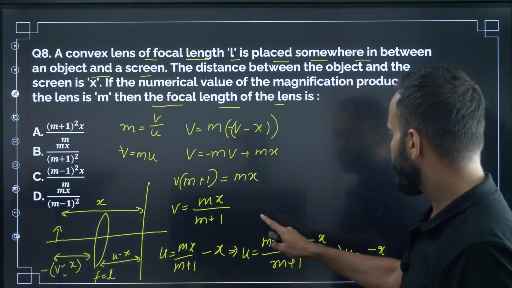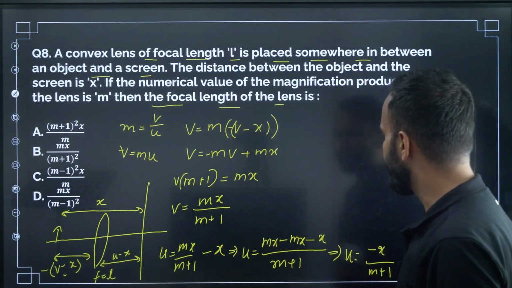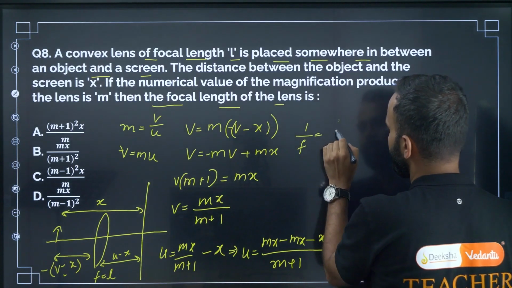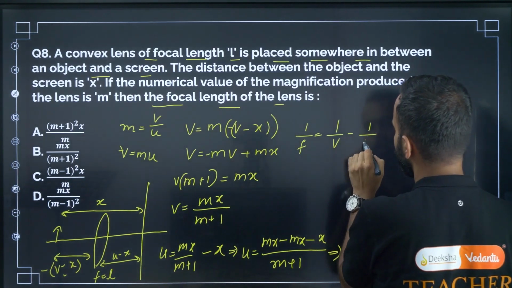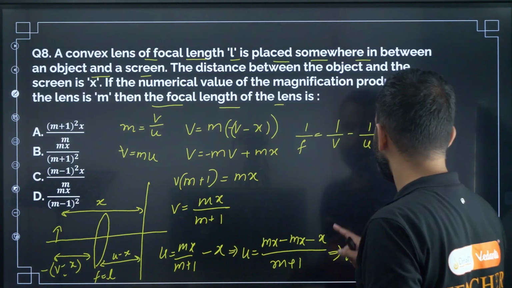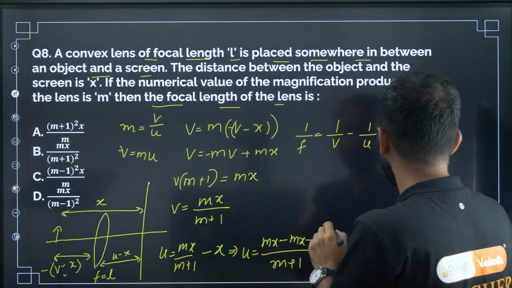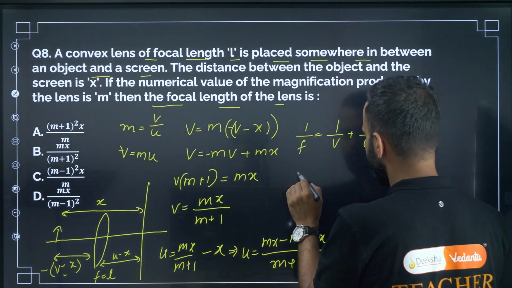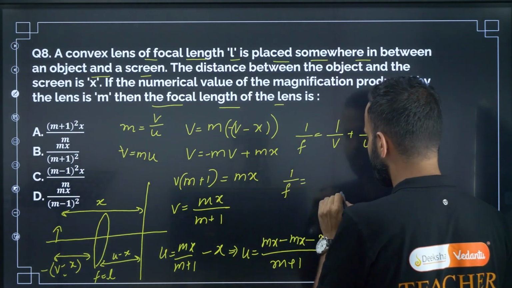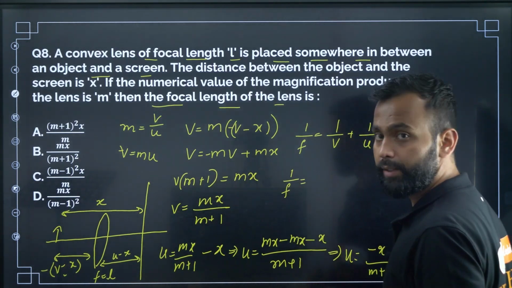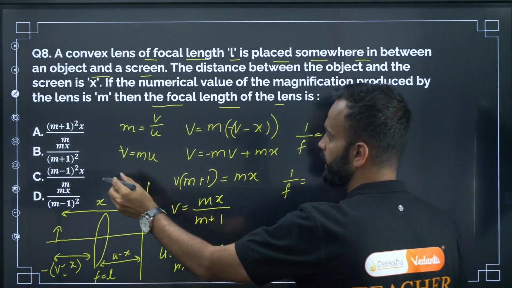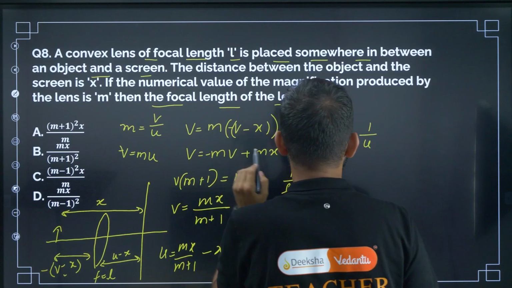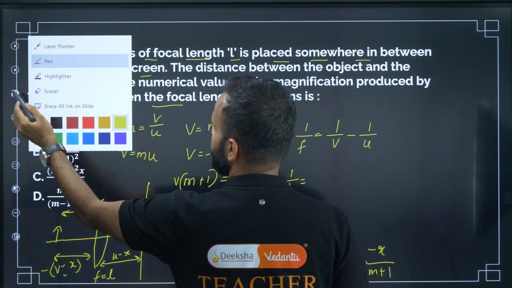So we have the expression of u and v in terms of x. Now we can easily find the focal length. Apply the lens formula, 1 divided by f equal to 1 by v minus 1 by u. So u is negative, so negative into negative, positive. Now here 1 divided by f is equal to, it is negative only. I will tell why.